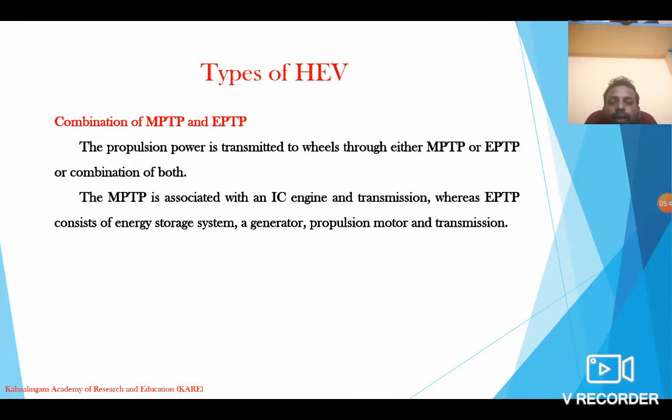So at that time the power will be transferred to the driven wheel through a combination of both electrical linkages as well as mechanical linkages. This kind of operation is called a combination of mechanical power transmission path as well as electrical power transmission path. You just keep that in mind. So in this case the hybrid electric vehicle is classified based on the path of power transmission from the power plant to the driven wheel.